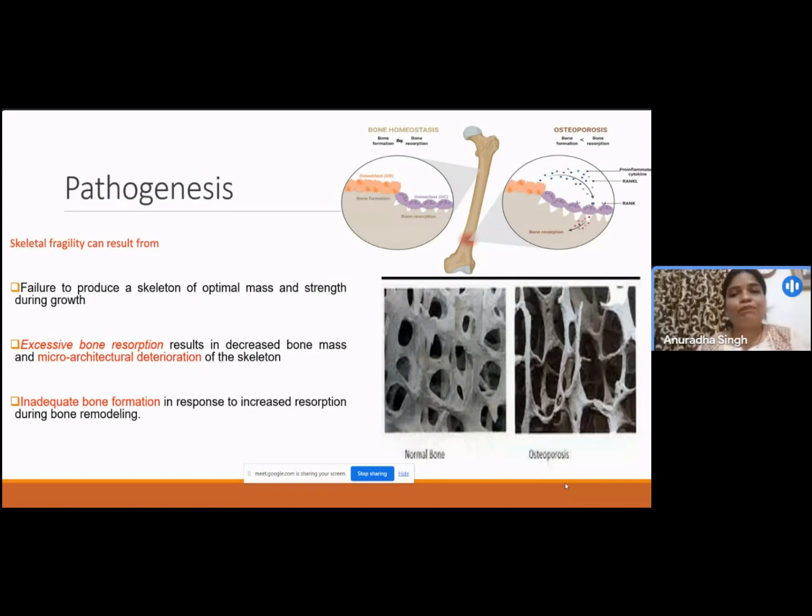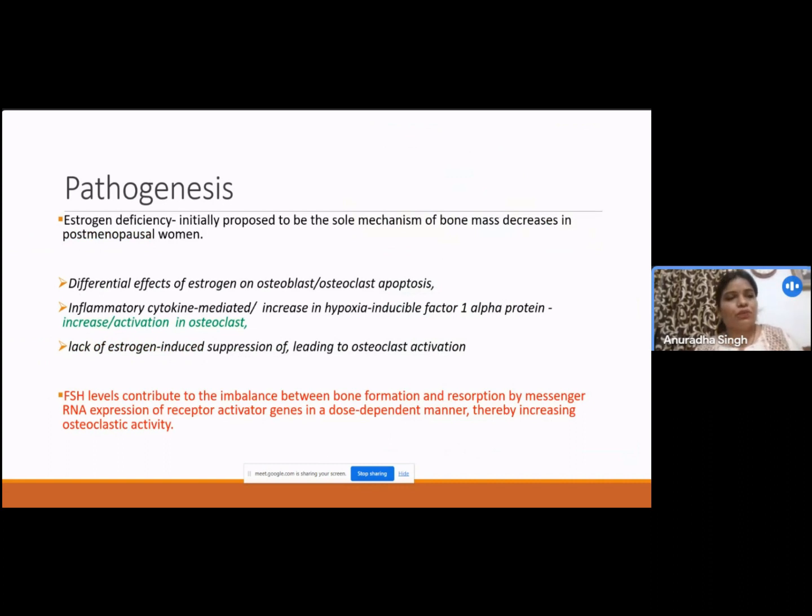Now, when we talk of pathogenesis, simply we can understand that it is a failure to produce a skeleton of optimal mass or strength, and there is excessive bone resorption with microarchitectural deterioration. As you can see in these pictures, one is a normal bone and another one is osteoporotic bone, and there is inadequate bone formation. So it is inadequate bone formation and excessive bone resorption which is occurring in osteoporosis.